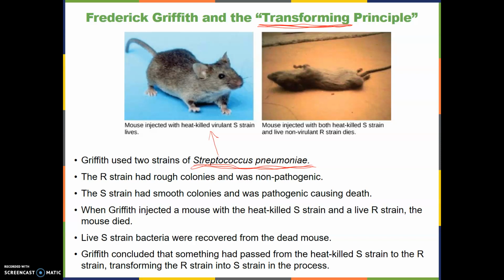But then he also injected mice with heat-killed S strain that had been mixed in the same test tube with live non-virulent R strain, and that killed the mouse. So by itself, the non-virulent R strain doesn't kill the mouse. By itself, the heat-killed S strain doesn't kill the mouse. But when mixed together, something happens to the S strain DNA, and it is actually taken up by the live R strain, and so the live R strain becomes virulent. And this process is called transformation.